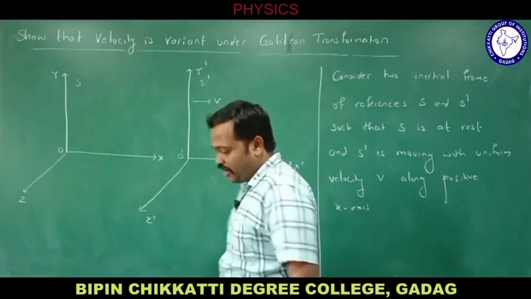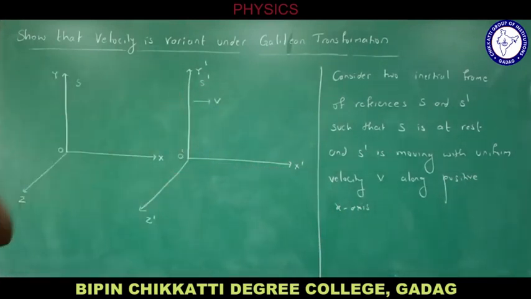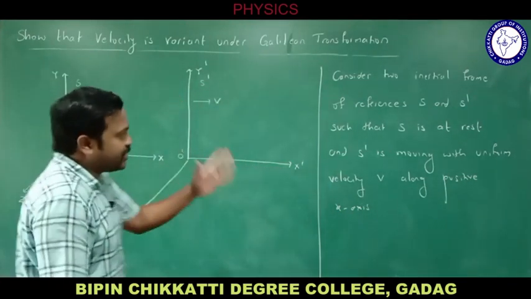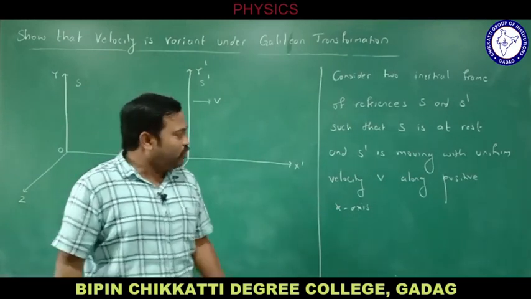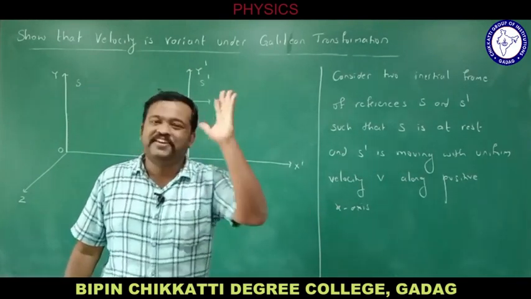Just it is the beginning now, right? So I have told you what I have drawn. Consider two inertial frames of reference S and S dash such that S is at rest and S dash is moving with uniform velocity along the positive x axis.